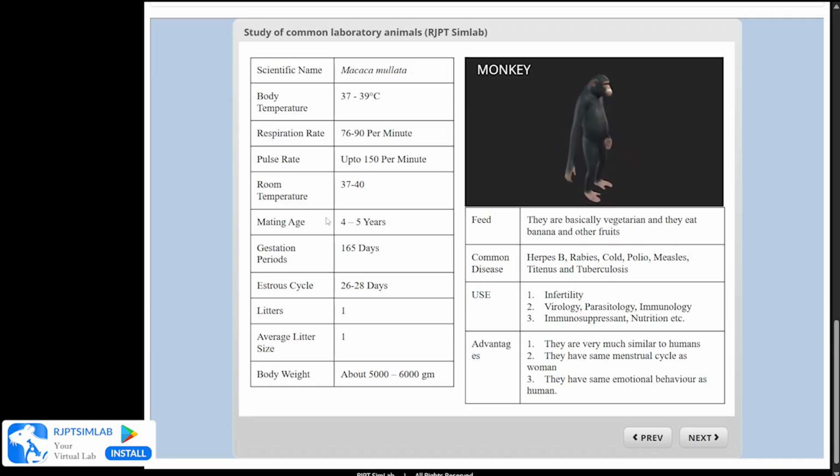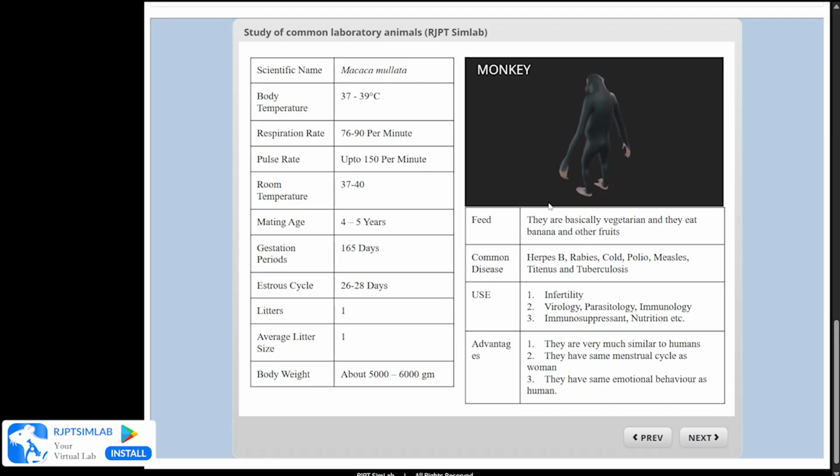The mating age of monkey is 4 to 5 years. The gestation period is 165 days. The estrus cycle is 26 to 28 days. The litter a monkey can produce is 1, and the average litter size is also 1. The body weight of an average monkey is about 5,000 to 6,000 grams. The feed that a monkey eats is basically vegetarian; they eat banana and other fruits.